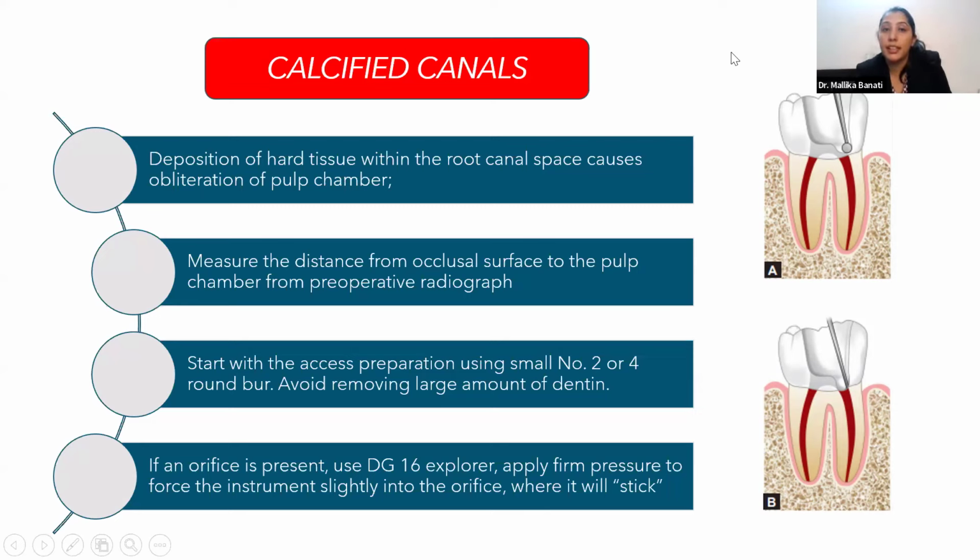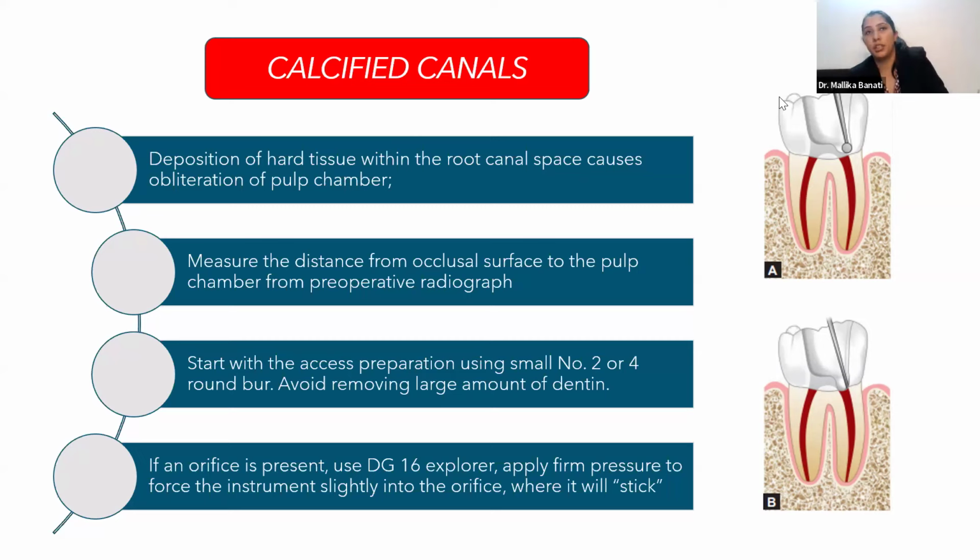Now for calcified canals, the deposition of hard tissue within the root canal space is what causes the obliteration of the pulp chamber. Measure the distance from the occlusal surface to the pulp chamber from a preoperative radiograph. Start with a small burr, maybe a number 2 or a number 4 round burr. Avoid removing a large amount of dentin, and always keep your water pressure on as well.